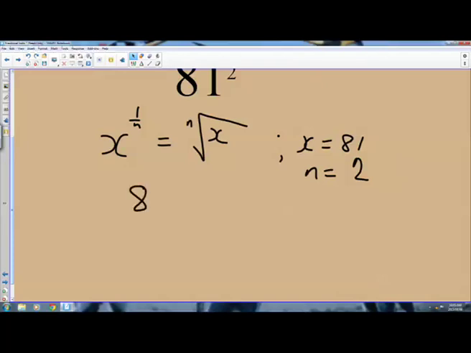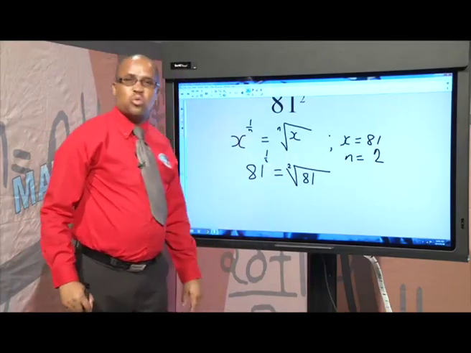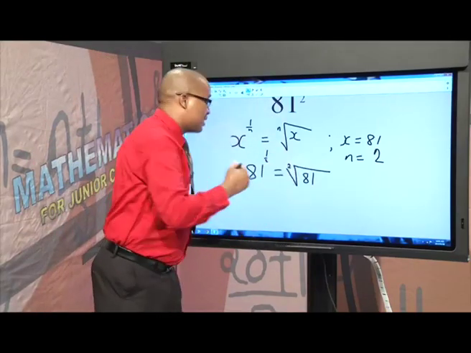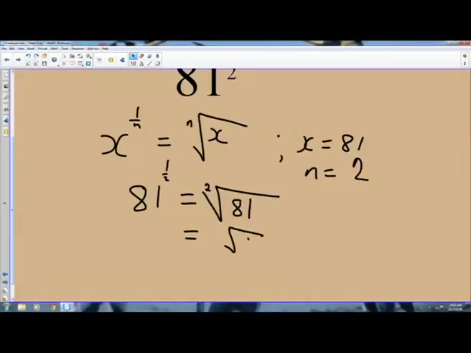It's 81 to the power half. This is the same as, upon substituting here, because we said our x is 81, our n is 2, we are going to get the square root of 81. And then there's a 2 here. I want you to understand that here we are saying the square root of 81. But usually, for the square root, we don't write this 2. The square root sign, which is this sign, simply says there's a 2 here. So we'll just write this as the square root of 81.